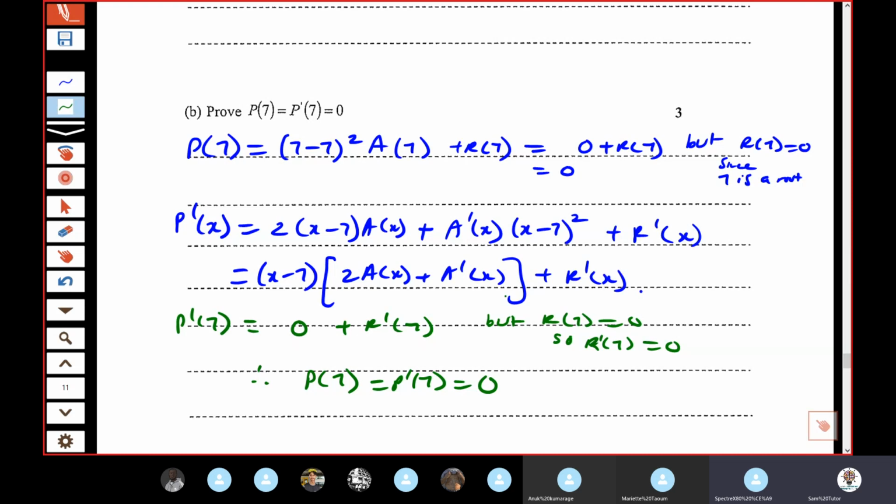Why did the x minus 7 disappear when you factorize? Sorry, it's because I knew it doesn't matter, but again, I made a mistake. Sorry, man. Good eyes. So when I factorize, I get 2a of x plus a dash of x, and then x minus 7 still. But it doesn't matter once you sub in 7 and get 0, but you're right, I should not have missed that. Thank you. Any other questions?